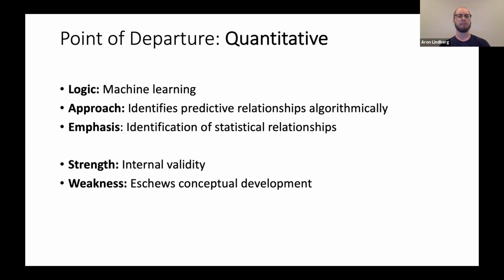And the emphasis of this type of theory development has often been on the identification of statistical relationships. And therefore, a strength of this approach is what I would call internal validity, right? It's very good at establishing connections between concepts, at establishing causality using econometric standards of modeling. But on the other hand, this type of approach eschews conceptual development in the sense that it's much weaker in terms of the guidelines that it provides for us on how to develop concepts.